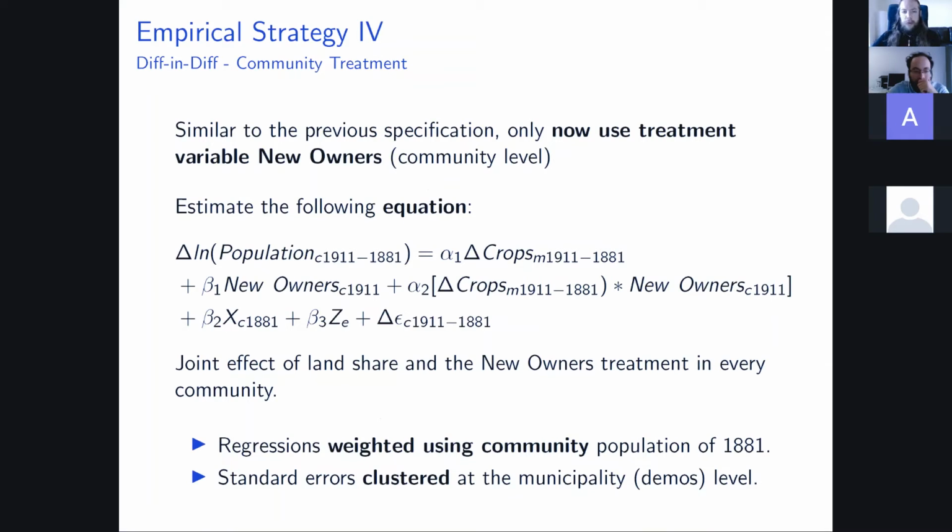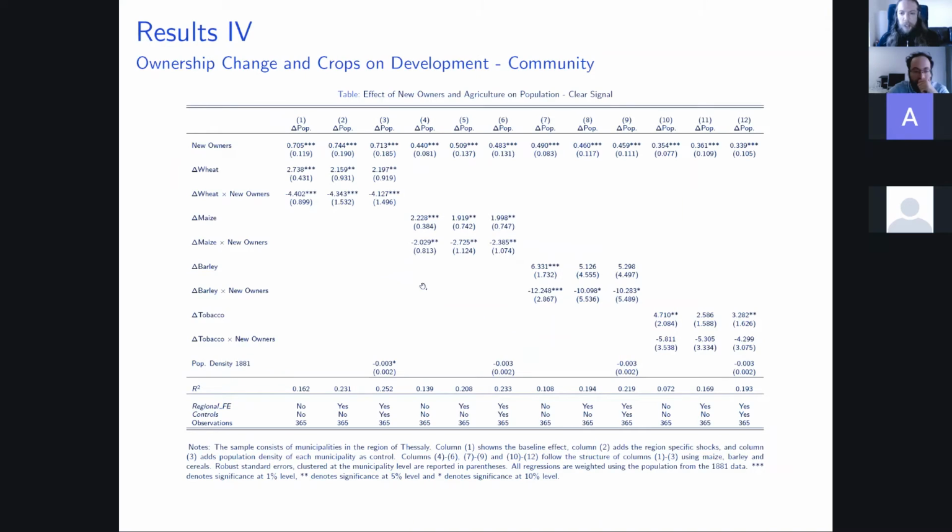And now we also proceed to use the community level new owners variable I said in the beginning. So now again, it's more or less the same equation. The only difference is that now we have the community level treatment instead of the municipality level new owners variable. But again, we cluster at the municipality level because the change in the share of crops is at the municipality level. And we do get similar results, primarily for wheat, as you see.